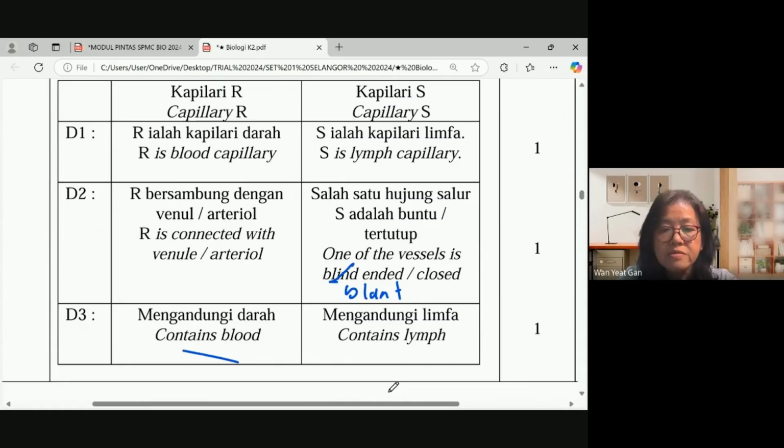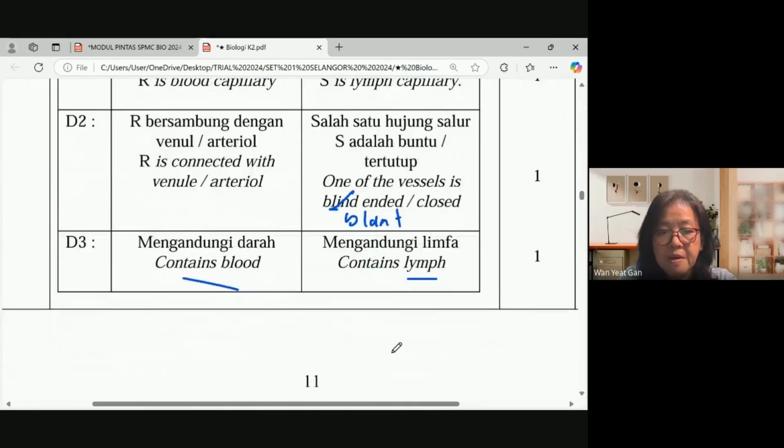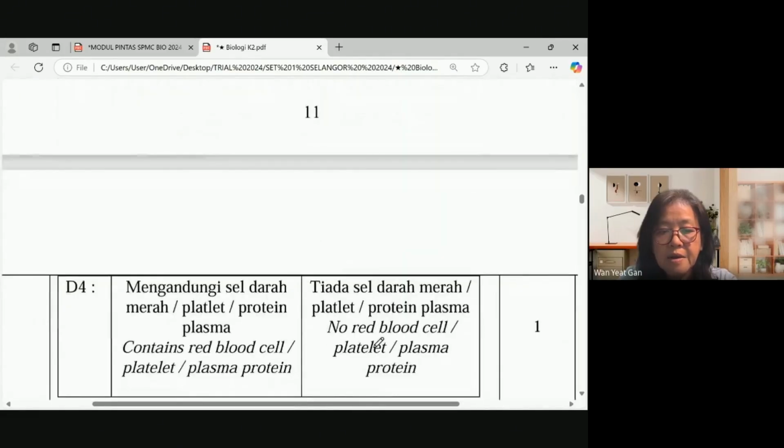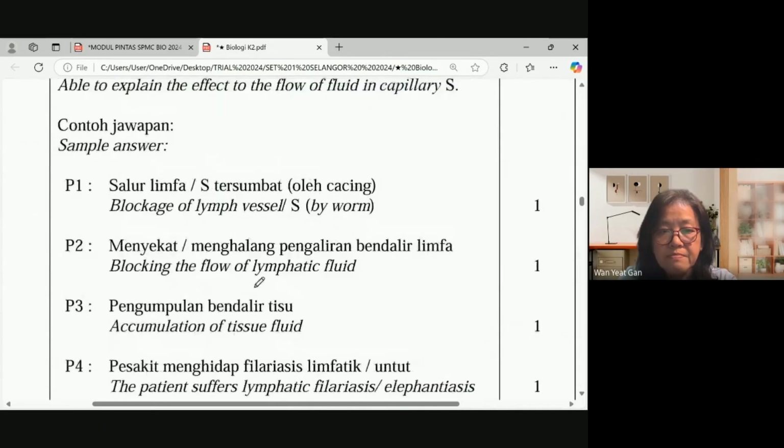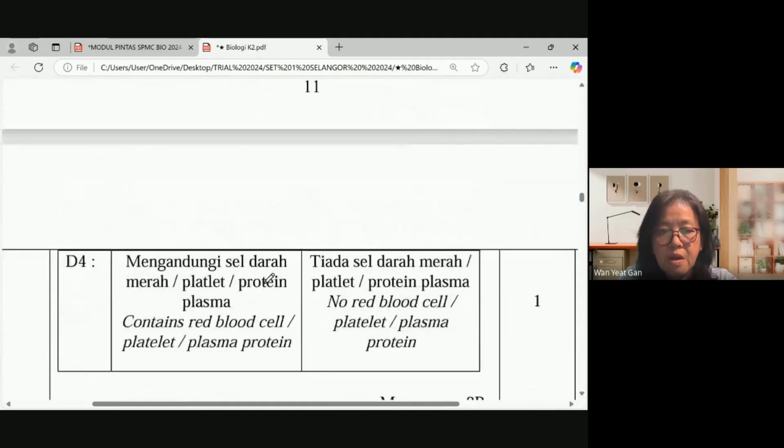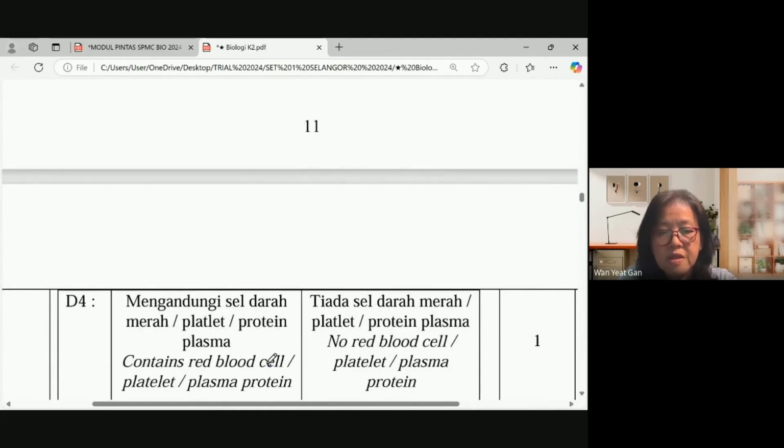Capillary R contains blood, while capillary S contains lymph. And the blood in R contains red blood cells, platelets, and plasma proteins, while S does not have these three components because these are too large to diffuse through the capillary.